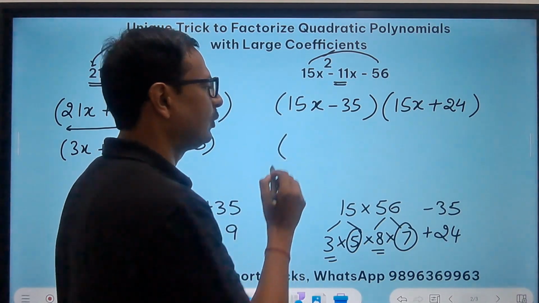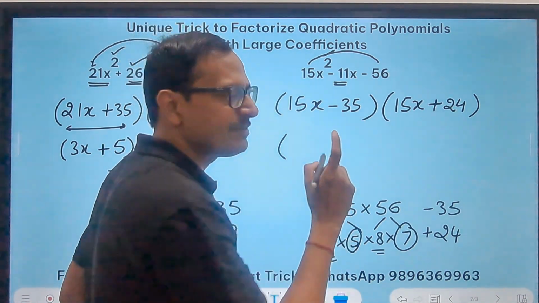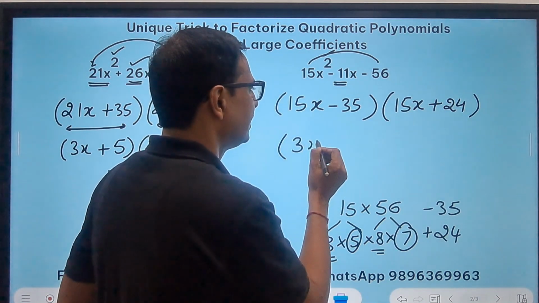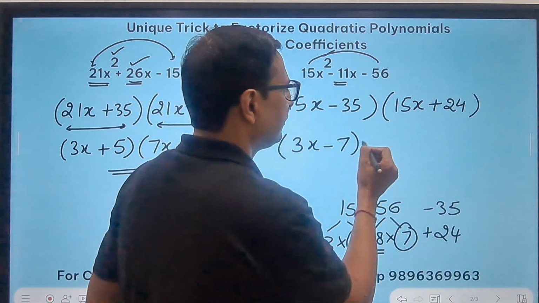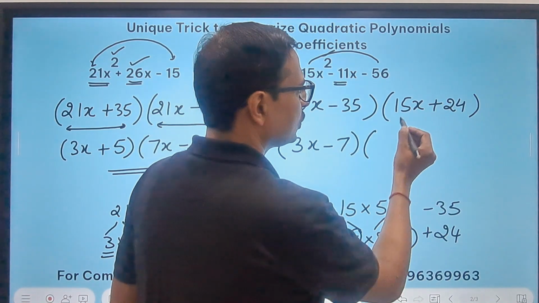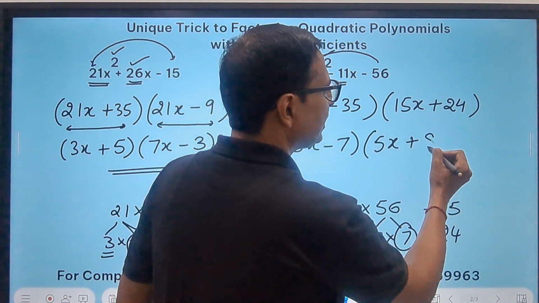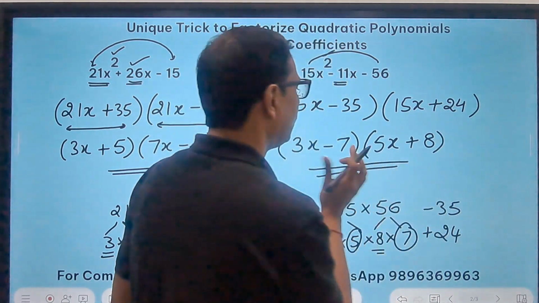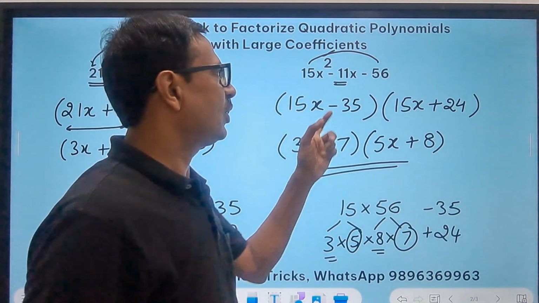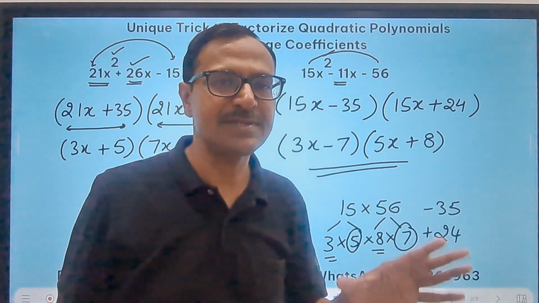Now finally remove the common factors, the highest common factor. 15 and 35 divisible by 5. So this becomes, divide by 5 means 3x. Divide by 5 means 7. 15x and 24 I think divisible by 3. So if you divide this by 3, you get 5x, and divide this by 3, you get 8. And since there are no more common factors in the two brackets, this is the factorization of the huge polynomial 15x square minus 11x minus 56.